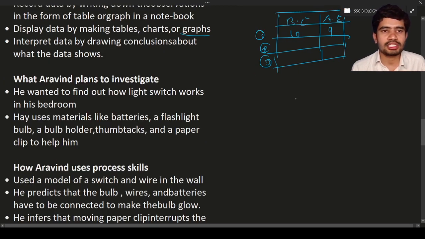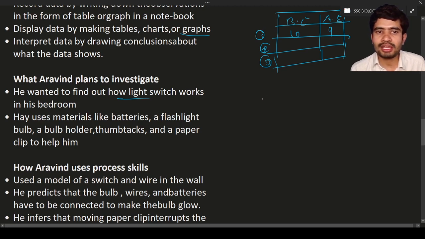So next is where Arvind plans to investigate. He is going to plan an investigation about a bulb. In his bedroom there is a switch and also there is a bulb. It means a switch that works on switching. The light will glow after switching the switch. Switch on the light. So he wants to find out how the light switch works in his bedroom.